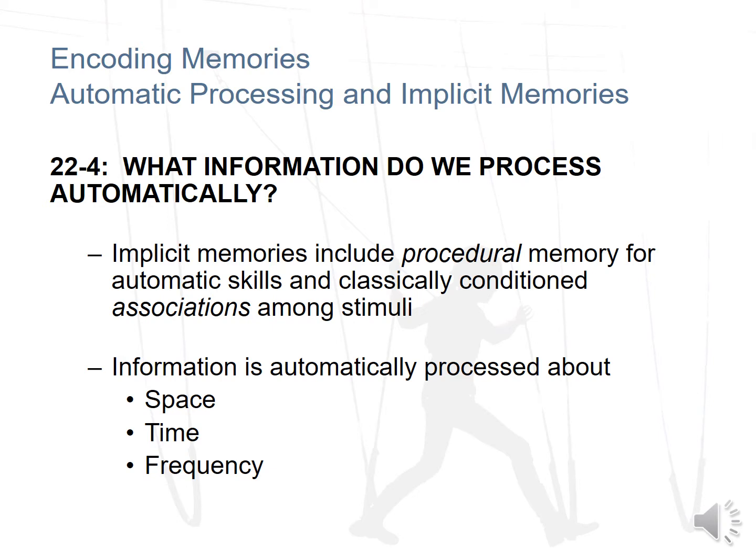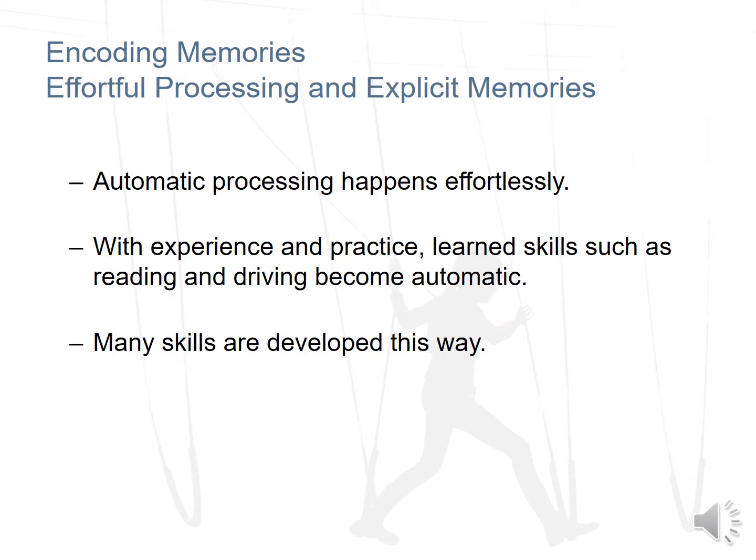An example of this is if you are writing. You do not have to consciously tell yourself how to make the letters. You already have the procedural memory that will allow you to write something on a piece of paper with very little mental effort. Automatic processing happens effortlessly. With experience and practice, learned skills such as reading and driving become automatic. Many skills are developed this way.